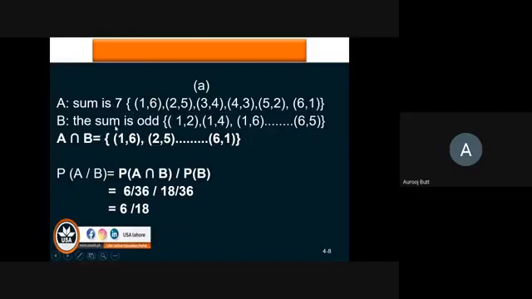Then comes event B. Event B is defined as the sum is odd. It means you add both outcomes, and the sum you get will be an odd number. So 1 plus 2 is 3, an odd number. 1 plus 4 is 5, an odd number. And so on up to 6 plus 5, an odd number as well, which is equal to 11. So you need to enlist all those sample points whose sum results in an odd number.